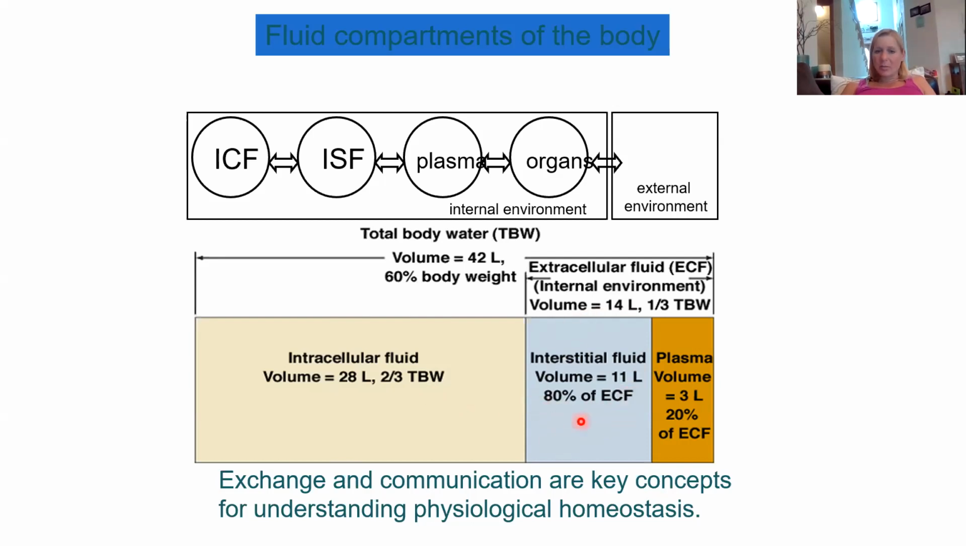Interstitial fluid makes up about 80% of the extracellular fluid, and plasma volume makes up about 20% of the extracellular fluid. Again, extracellular fluid is about 40% of our total body water. Okay, again, but we can pull from any of these locations if we need to. So exchange and communication are key concepts for understanding how physiological homeostasis is maintained.